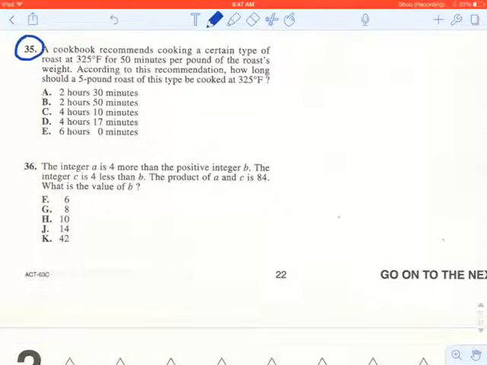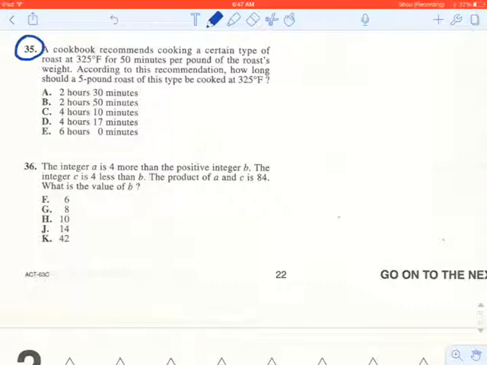Question 35. A cookbook recommends cooking a certain type of roast at 325 degrees Fahrenheit for 50 minutes per pound of the roast's weight. According to this recommendation, how long should a 5-pound roast of this type be cooked at 325? All right, so not actually a tricky problem, right?